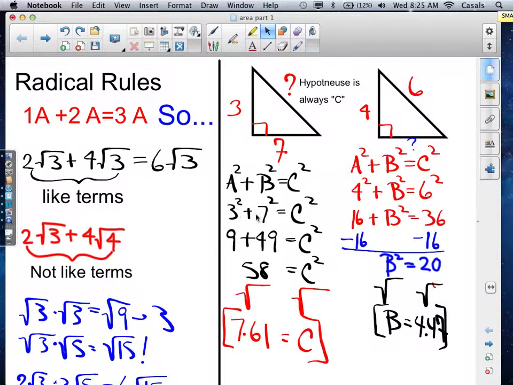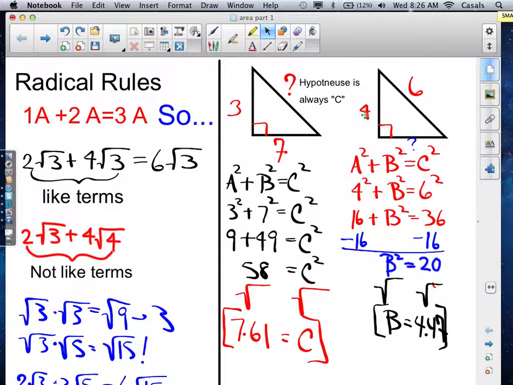So let's take a look here. It's going to be 3 squared plus 7 squared is equal to c squared. 3 squared is 9, 7 squared is 49, equal to c squared. When I add these two, I get 58. 58 is equal to c squared, but I'm not looking for c squared, am I? I'm looking for just what? I'm looking for just c, right? So I take the square root of both sides. The square root of c squared is c, and the square root of 58 comes out to be 7.61. So the length of this side of the triangle is 7.61.